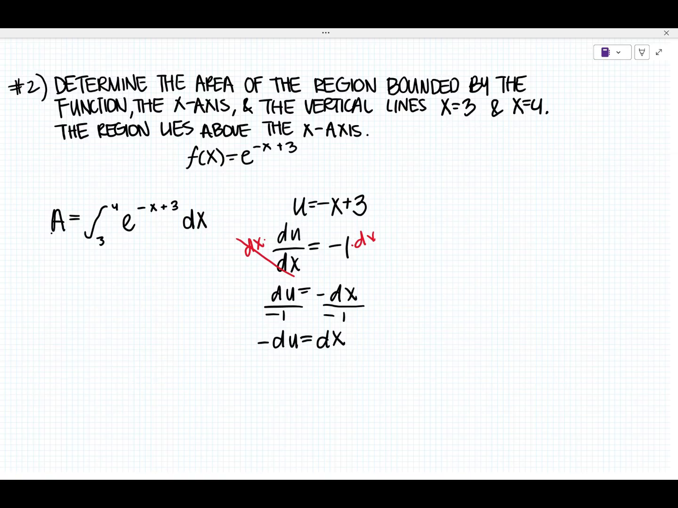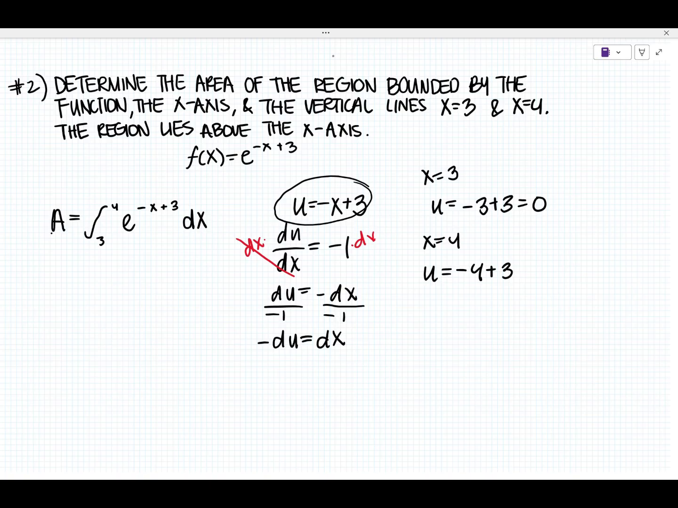Also we know that this is a definite integral, so we can change the limits of integration. In order to do that, we're going to substitute when x equals 3 and x equals 4 into this expression. So when x equals 3, we have u equals negative 3 plus 3, which equals 0. When x equals 4, we have u equals negative 4 plus 3, which equals negative 1.